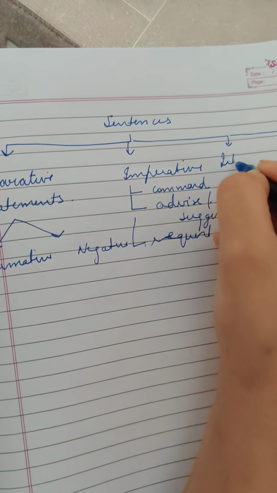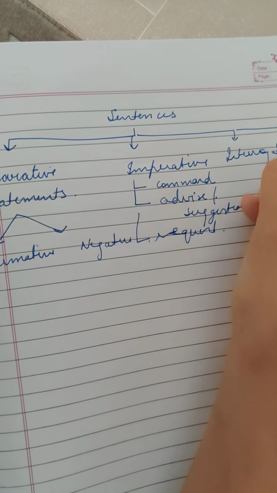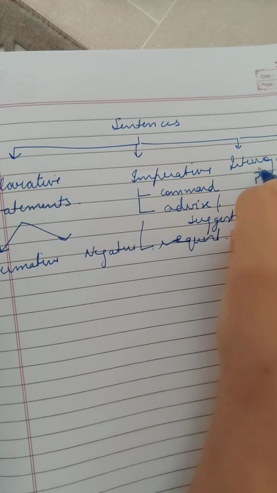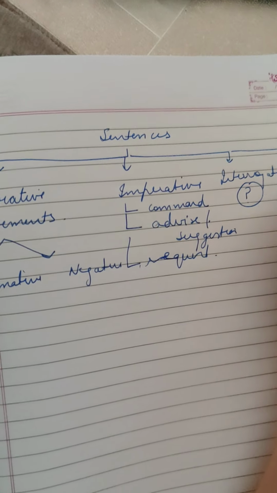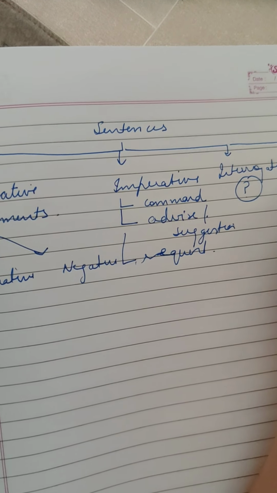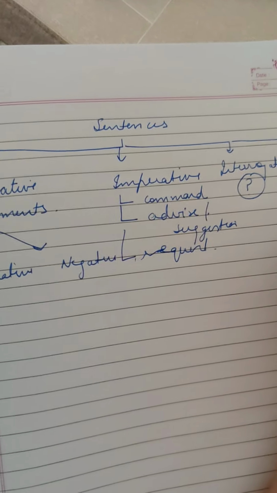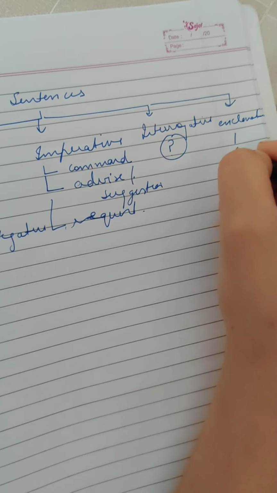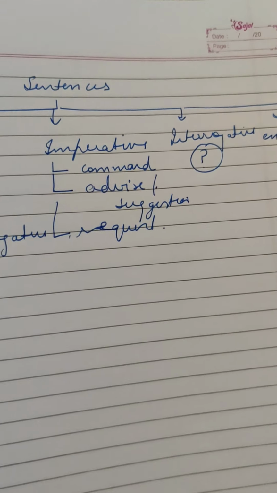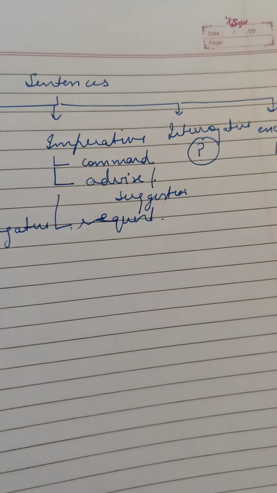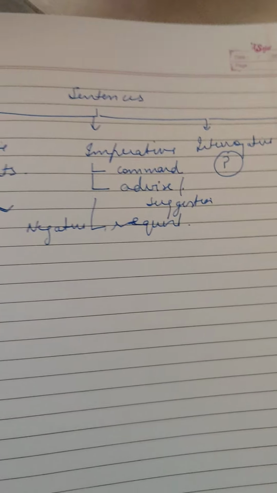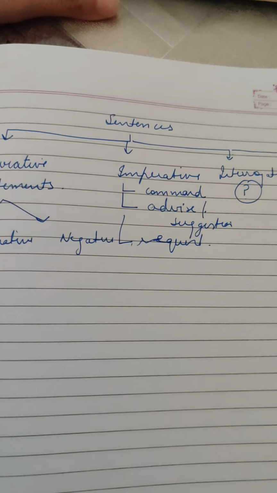Then we have interrogative, very simple. Any sentence that has a question mark in the end is interrogative. Then we have the exclamatory sentence. Any sentence that has an exclamation mark and shows a surprise or a feeling is known as an exclamatory sentence. So these are the four types of sentences.